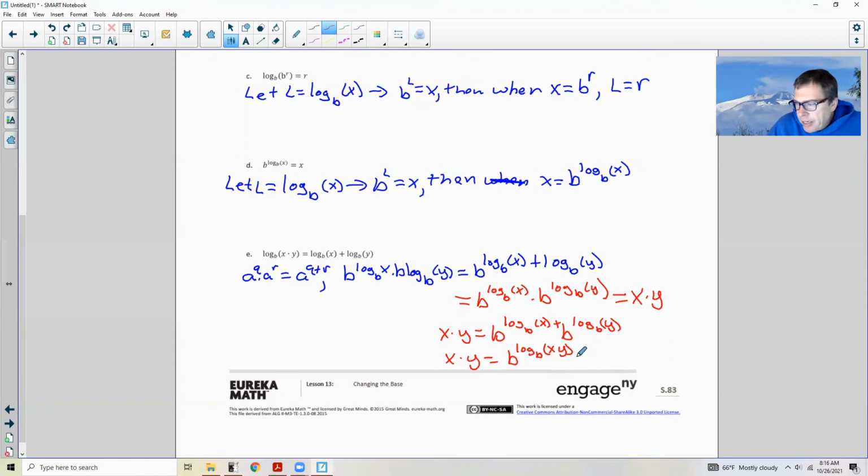So therefore, if we have the log base b of x times y, this one's a little tricky. Log base b of x times y is going to equal the log base b of x plus log base b of y. Okay, that might be a little confusing, but anyhow, that's that.